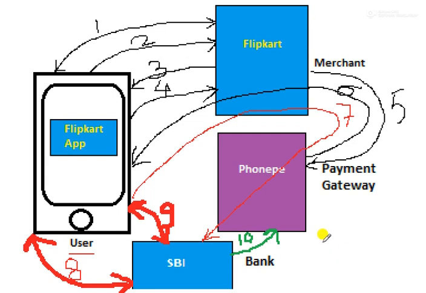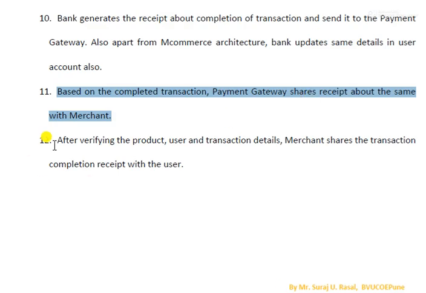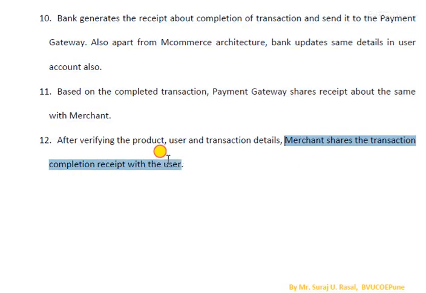Okay, and the same thing will happen here. Based on the response from the bank, the payment gateway will deliver the information to the merchant, which is our 11th step. And after that, obviously the merchant is going to share the transaction completion receipt with the user.